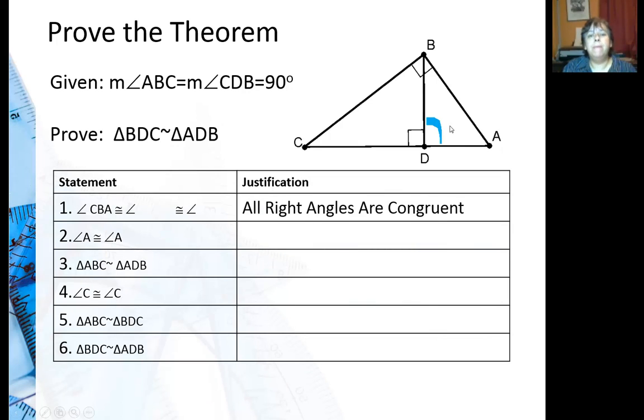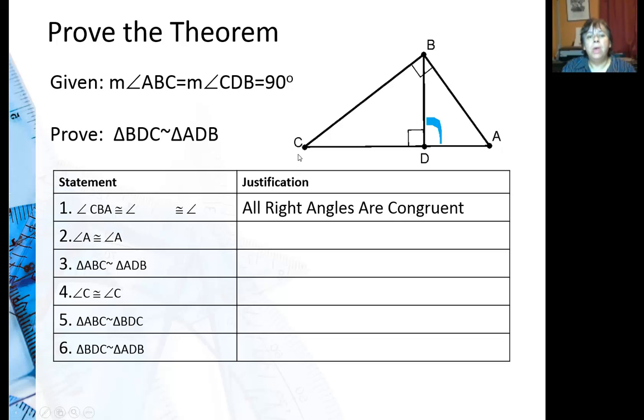So I'm given, here's my triangle with my hypotenuse on the bottom, AC, and the right angle at the top at the apex. And I've dropped a vertical segment here. This is going to be the altitude, BD. Okay, we're going to prove that BDC is actually proportional to ADB. How are we going to do that?